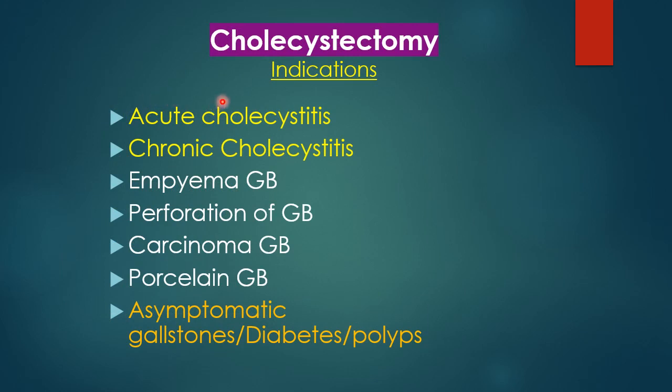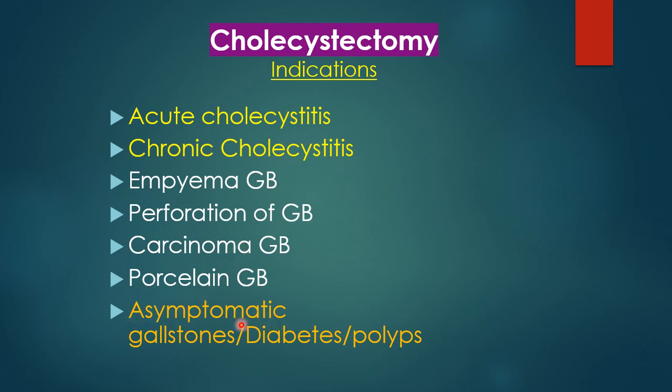Okay, next we come to one of the most important operations in surgery, cholecystectomy, or the removal of the gallbladder and the cystic duct. What are the indications? Two common indications are acute and chronic cholecystitis, or their complications, empyema or perforation of the gallbladder. Carcinoma of the gallbladder and porcelain gallbladder are also indications, but they are less common.